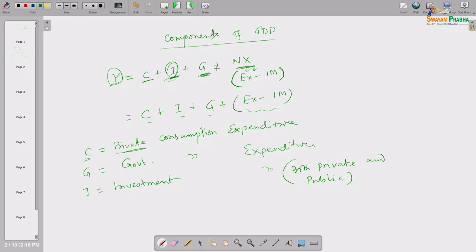So what is government consumption expenditure? Suppose I am an employee of an educational institute. That educational institute is funded by some government, maybe the central government, maybe some state government. Certain state universities are there across different states of India, and those are mostly funded by the respective state government. Similarly, certain central universities are mostly funded by the central government, the union government in Delhi.